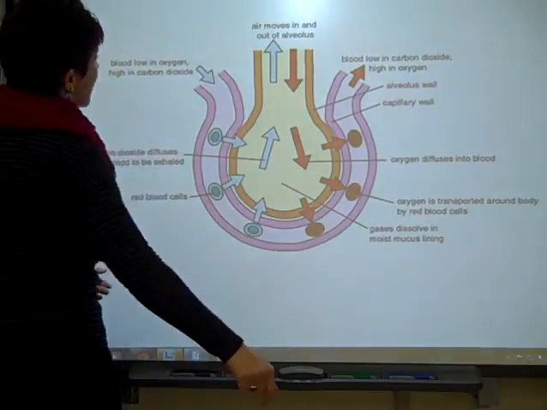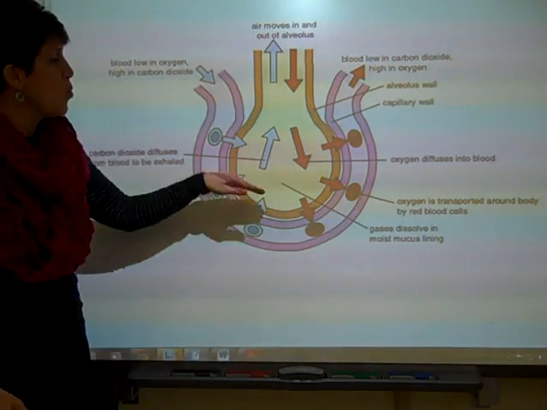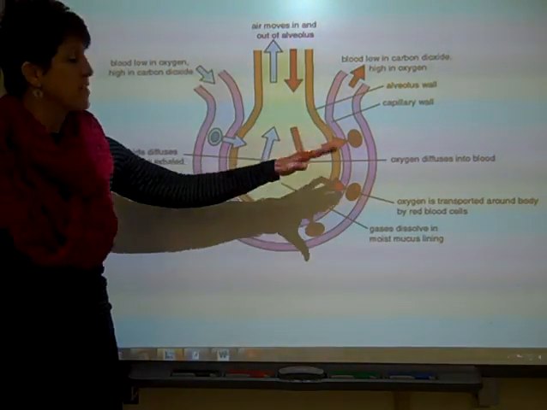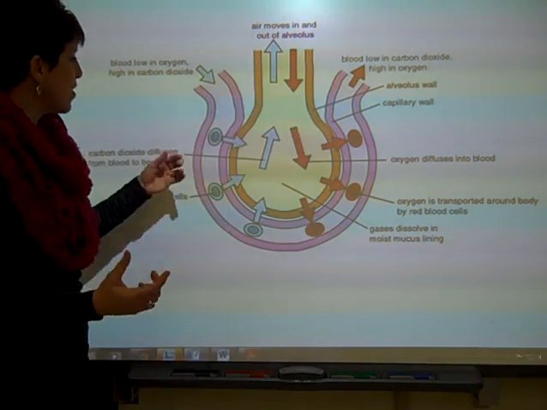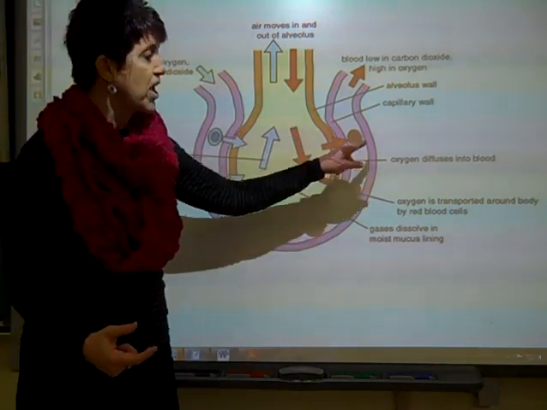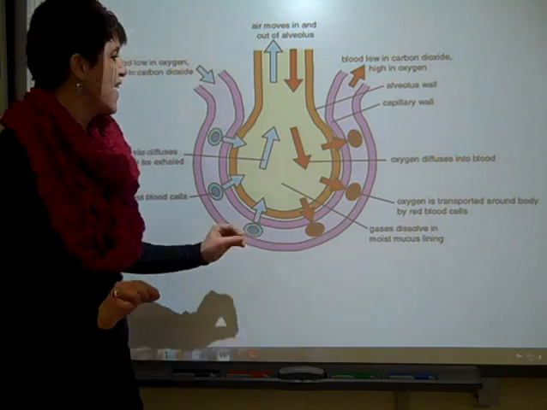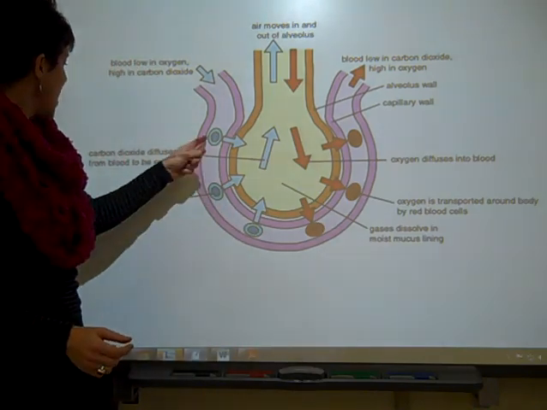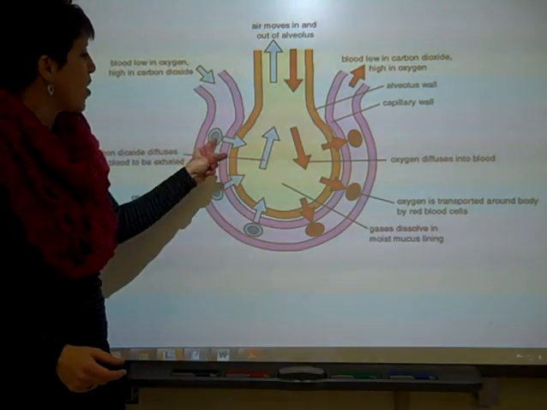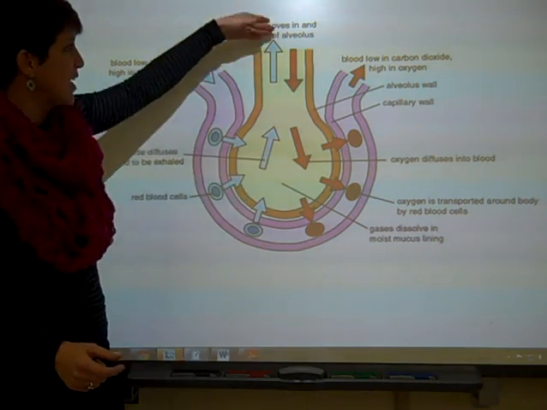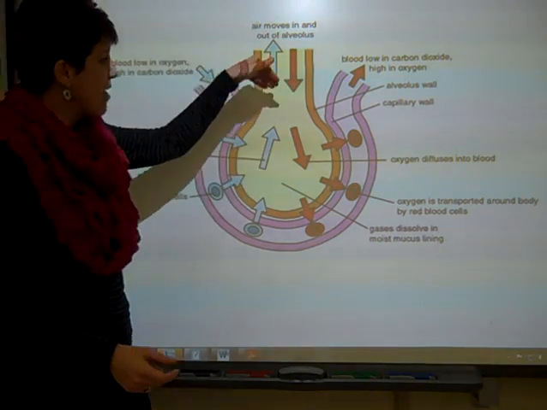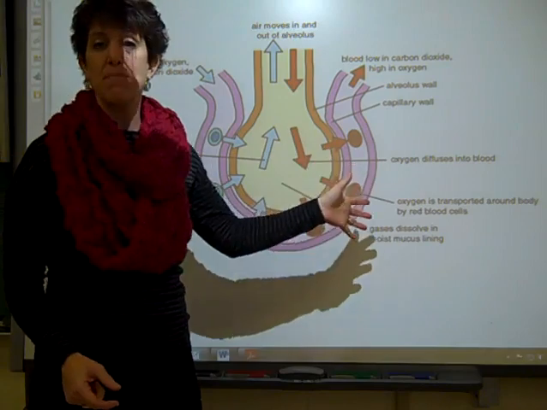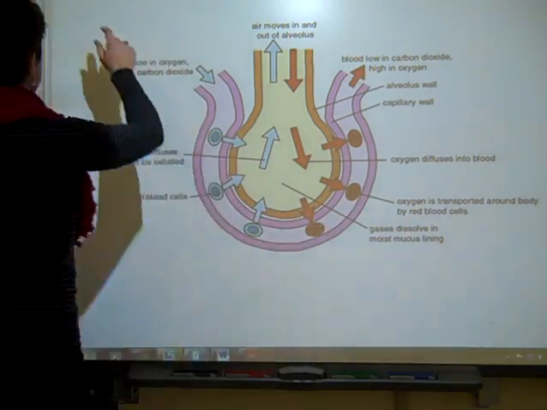All right, on my next slide here, this is showing one alveolus, so a single part of the alveoli, and a single capillary. The walls are only one cell thick, so diffusion can occur. And here we have carbon dioxide going out of the capillary, and you can exhale it out of your body. And then we have oxygen coming in and binding to a red blood cell.